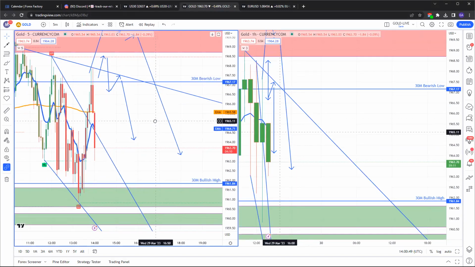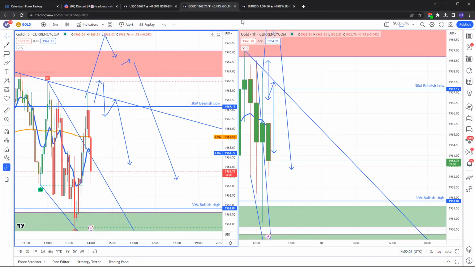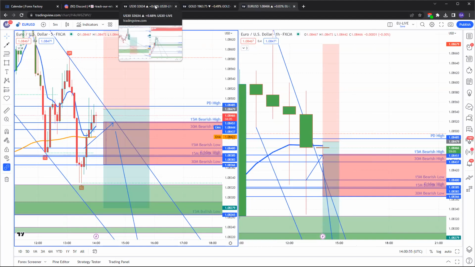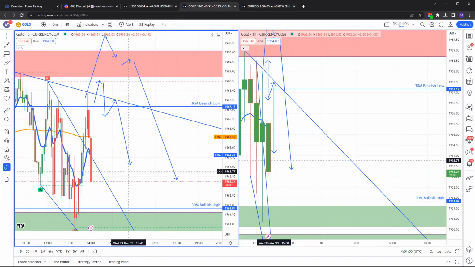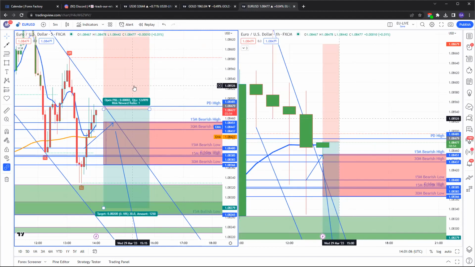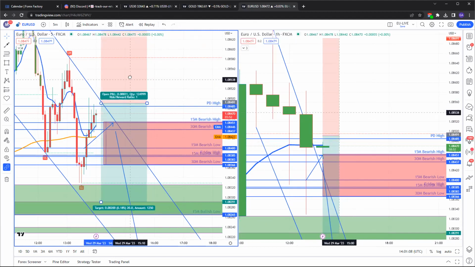There goes gold. Gold dropped down. That's fine. I really wasn't looking to do any gold trades. But if gold is dropping down, then EU more than likely is going to follow suit. So we just have to be patient for this.